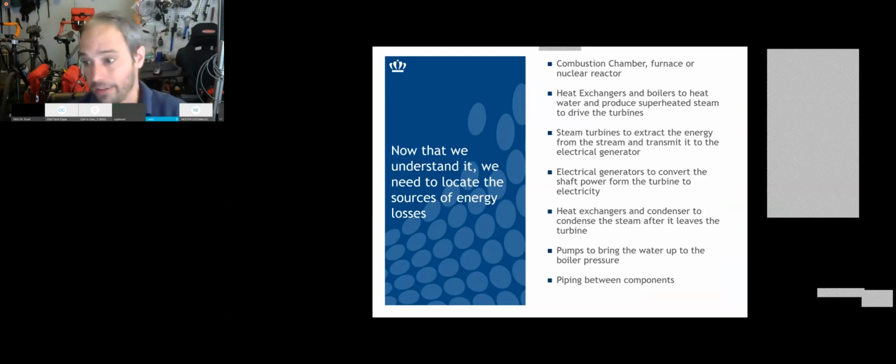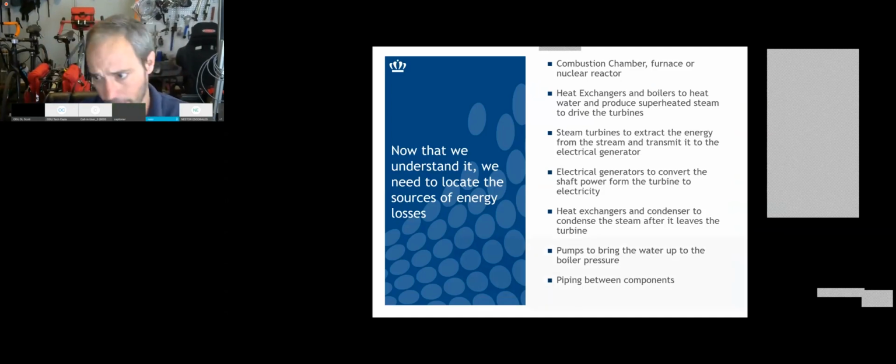When you are in the class and you draw your property diagrams and you've got a condenser, a pump, a boiler, and a turbine, they look like they're just connected right next to each other. You leave the pump, bam, you're in the boiler. That's not really how it is. You've got piping to route it between the places.